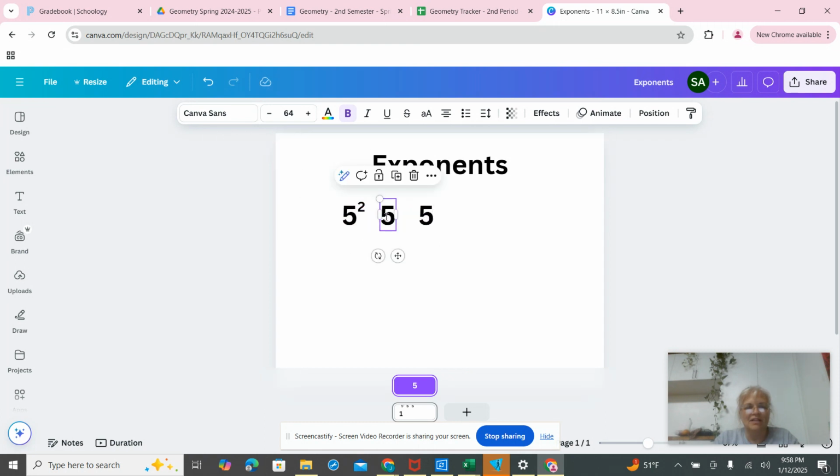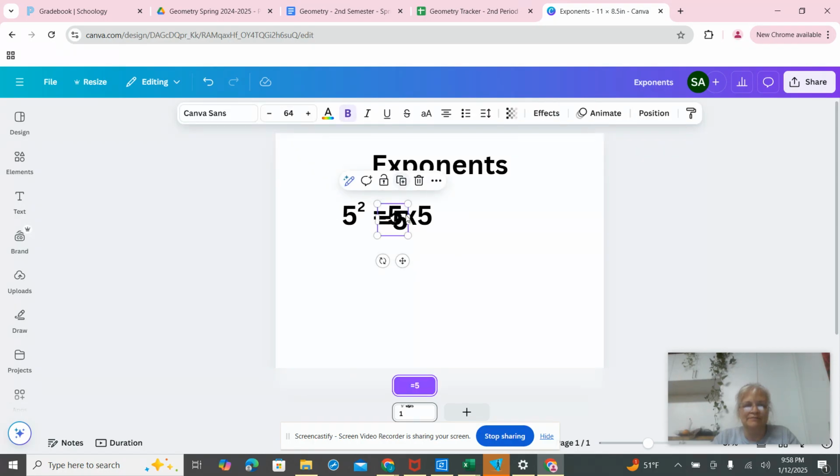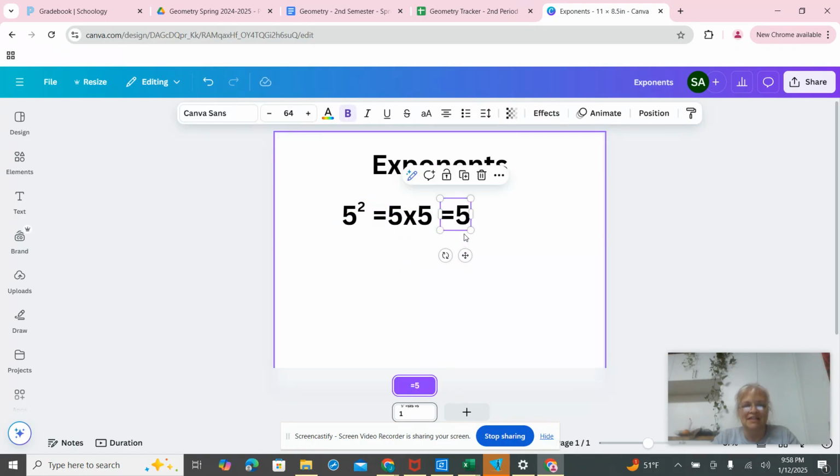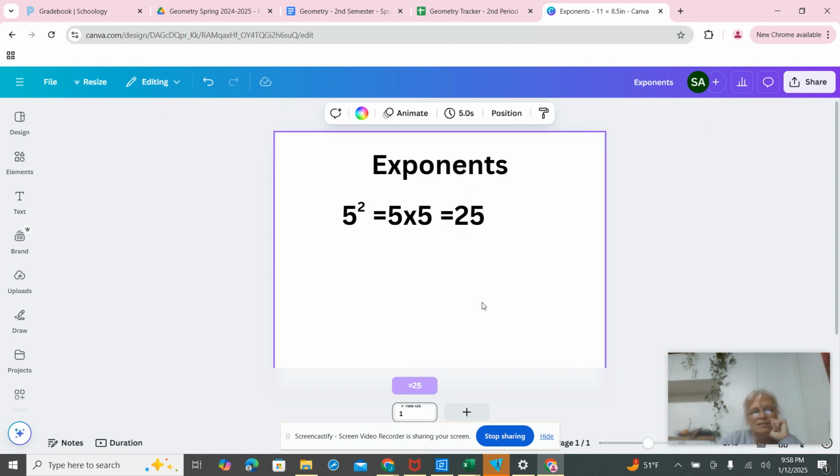And what that little 2 means is you have two 5s, and they are actually multiplied. So it would look a little something like this. That 5 squared means 5 times 5. And of course we know, right? 5 times 5 is equal to 25. Or if we don't know, we can put it in the calculator. So here's how this thing would work.